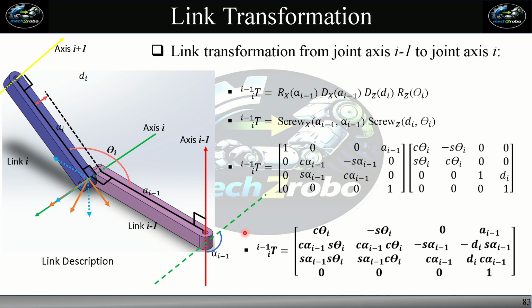And we just multiply these 4 matrices and we get the final description of the transformation from joint axis i minus 1 to i. This rotation and translation combination matrix is known as a screw because it translates and rotates about the same axis. And this is the final description which we wanted to determine.